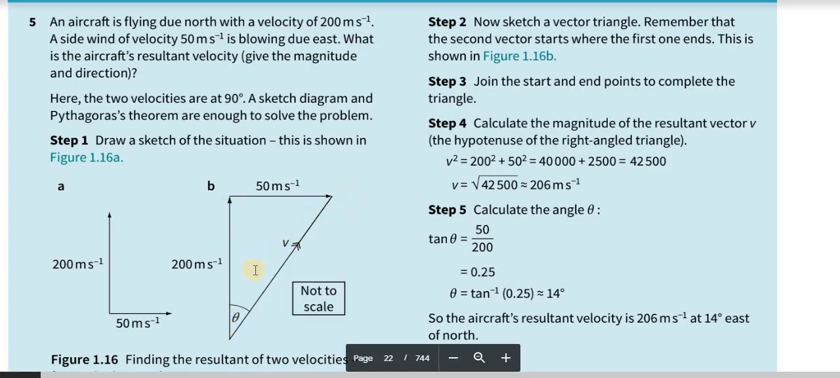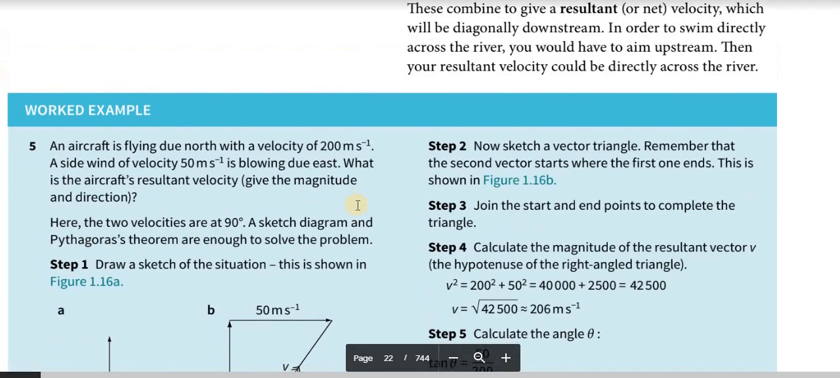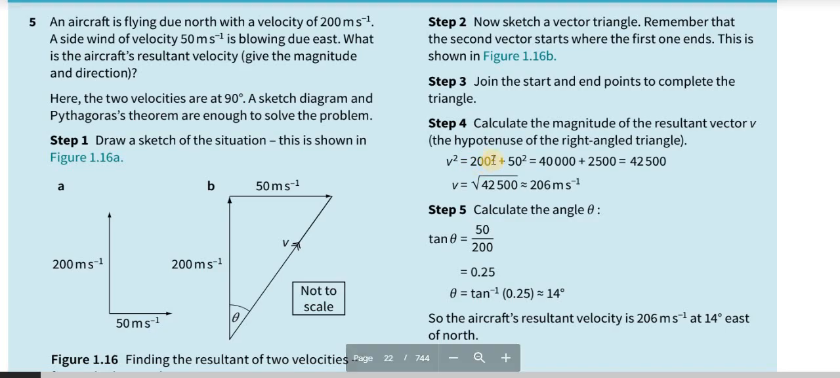200 this way, 50 this way. You can draw the triangle, and using Pythagoras theorem you can find the magnitude of the resultant. You have a right angle triangle here, because these two are at 90 degrees to each other. The angle here is then 90 degrees. So what you will get is v squared is equal to 200 squared plus 50 squared, and then take the square root, you will get 206 meters per second. This is the magnitude of velocity.